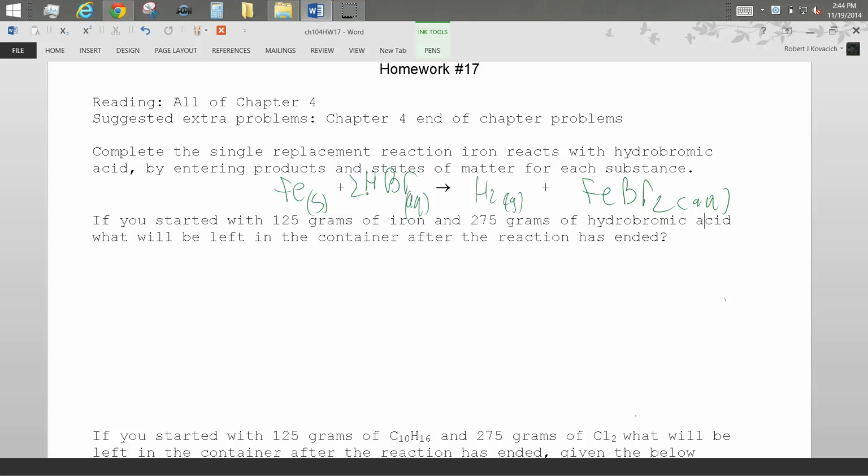Maybe we'll have to do a Wilder trap for 125 grams of iron and 275 grams of HBr. Okay, so I take this amount of iron, this 125 grams of iron, and react it and figure out how much hydrogen gas I'm going to make. Then I take my HBr and react it and figure out how much hydrogen gas I'm going to make. And whichever one is smaller, that tells me which one of those 2 is limiting reagent. Okay, let's go ahead and do that.